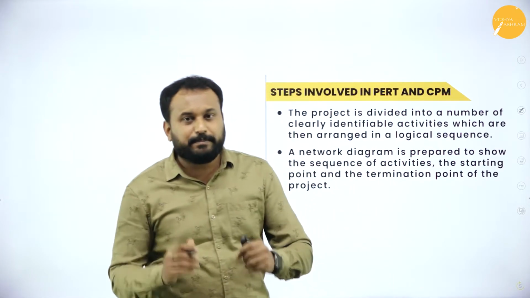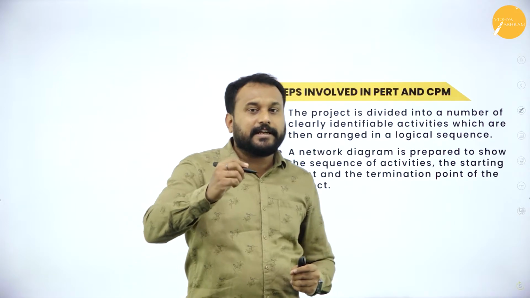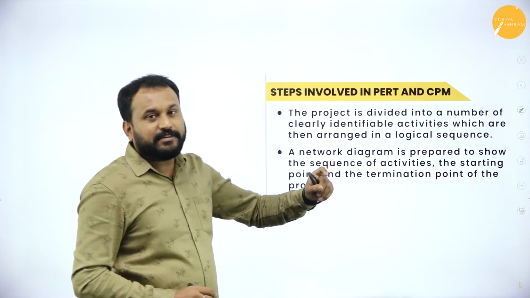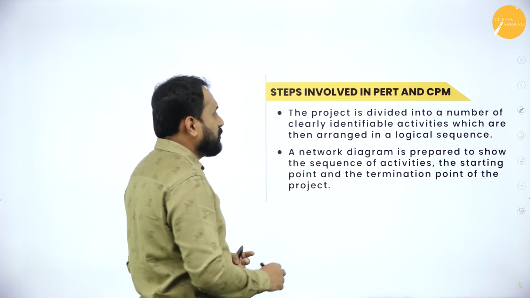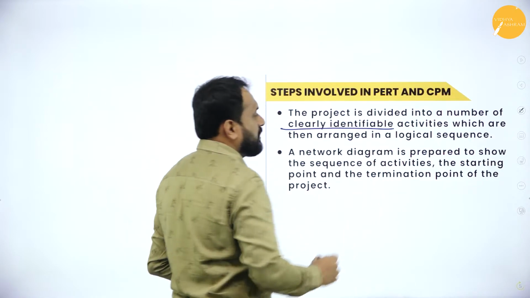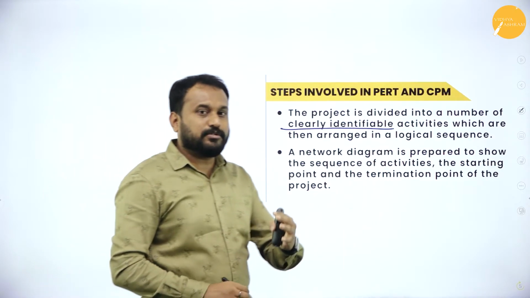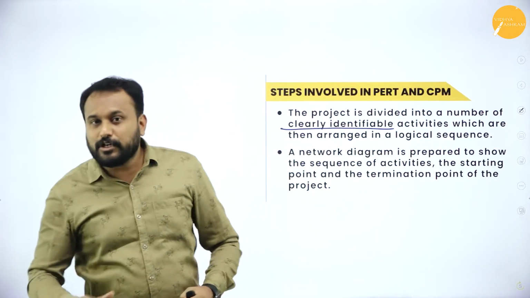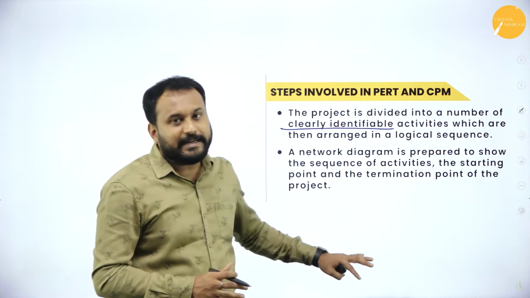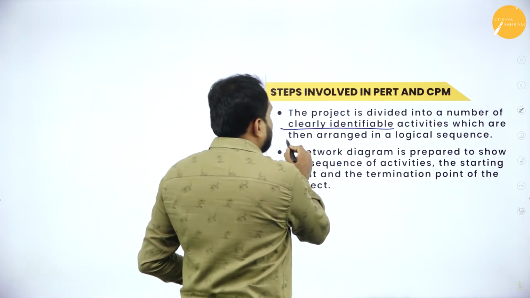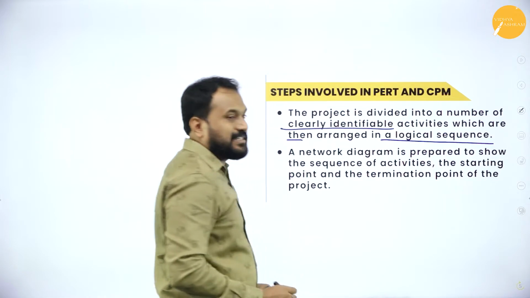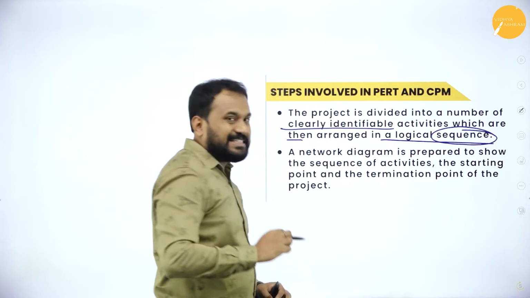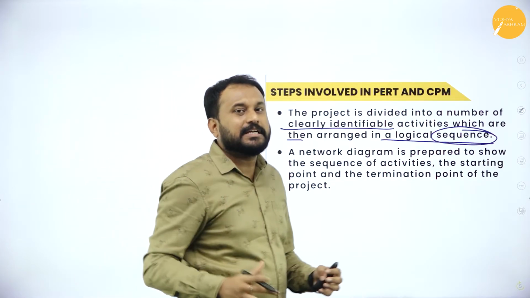I'll go step by step. Please understand and try to draw the diagram the way I'll explain it to you. The first step: the project is divided into a number of clearly identifiable activities. What you are supposed to do should be clearly identified. You are supposed to know what it is that you are doing. If you don't know exactly what you are doing, you cannot go with PERT and CPM. These are then arranged in a logical sequence. Everywhere a sequence is there: P, Q, R, S, whatever you go with, sequence is there.